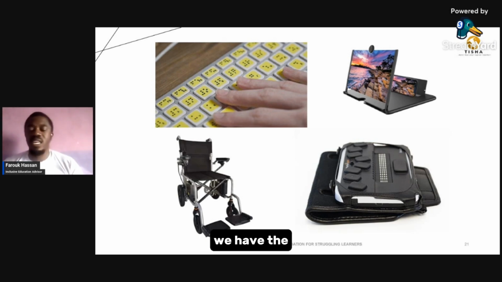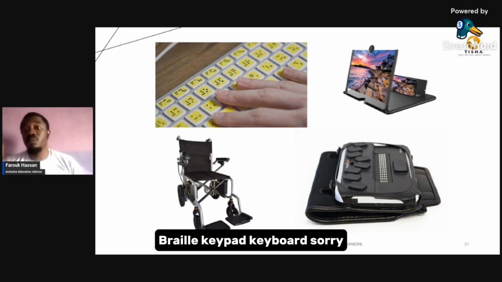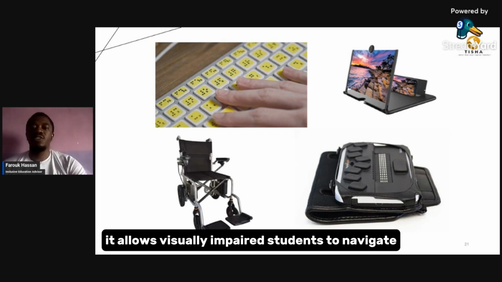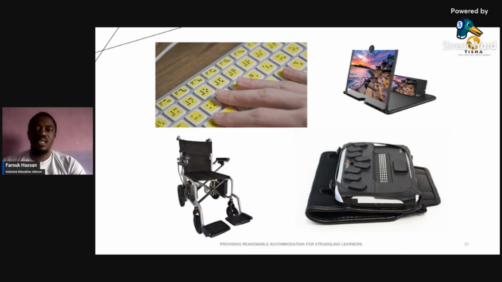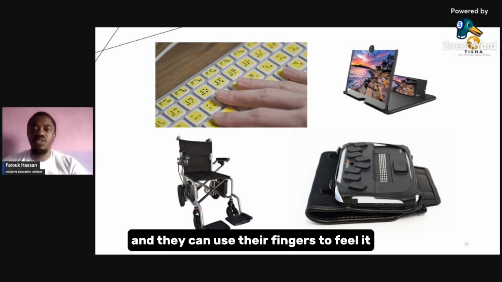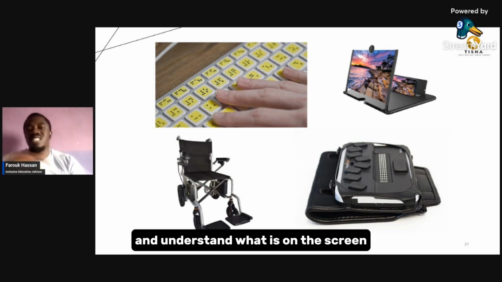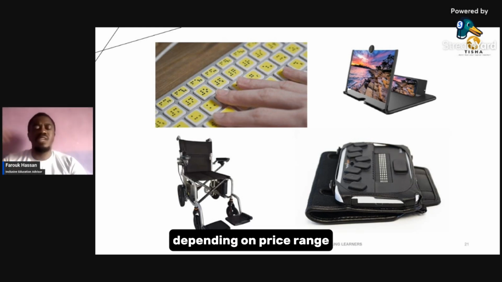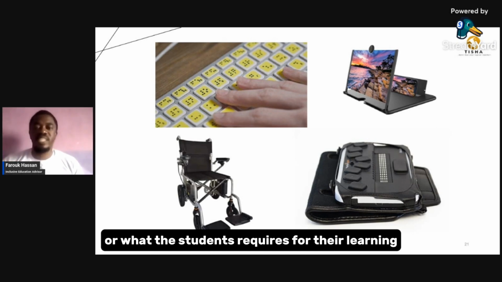Also, we have the braille keyboard, sorry. We have the screen magnifier, we have the wheelchair, and then the bottom right is a braille display. It allows visually impaired students to navigate desktop contents. So it reads it back to them, and it shows the pointers, and they can use their fingers to feel it and understand what is on the screen. There are different types as well, depending on price range and what the student requires for their learning.